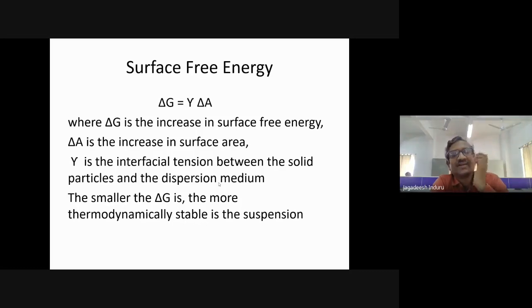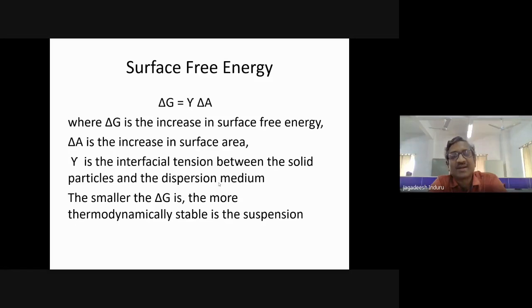So when you are making a finer and finer powder, you are going to enhance the surface area more and more. And when you are increasing the surface area, if you see this particular equation, delta G, that is surface free energy, is directly proportional to delta A. So the change in the area will increase the surface free energy. When the surface free energy is enhanced, your suspension is going to be thermodynamically unstable. So the smaller the delta G, the more the thermodynamic stability of the suspension.